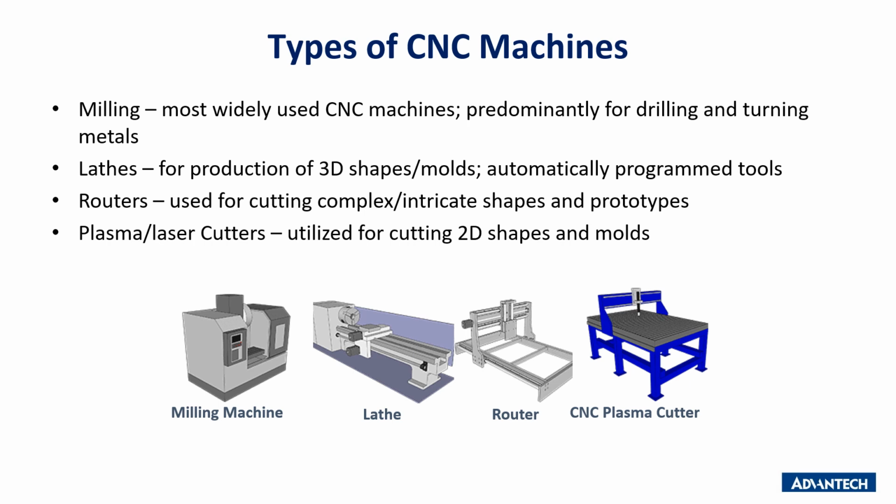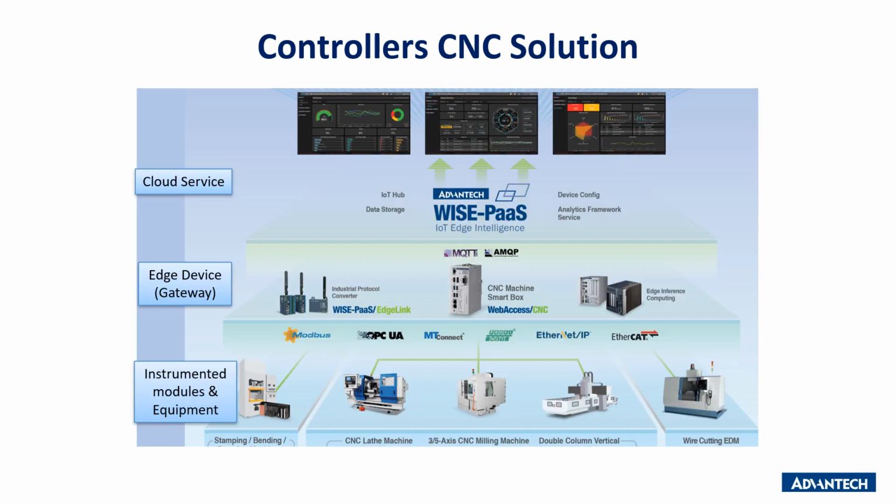Here, we introduce the most representative CNC machines. Milling, the most widely used CNC machine, predominantly for drilling and turning metals. Lathes, for production of 3D shapes or molds. Routers, used for cutting complex or intricate shapes and prototypes. Plasma and laser cutters, utilized for cutting 2D shapes and molds.